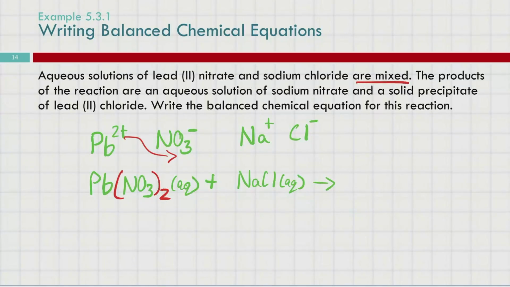Those are our reactants. Our products are aqueous sodium nitrate. We've got sodium and nitrate already. We can see sodium's 1 plus, nitrate is 1 minus. So this is going to be NaNO3, also aqueous. And our last one, lead 2 chloride, so Pb2 plus, Cl minus. You could crisscross those and you would get PbCl2, and this one is a solid.